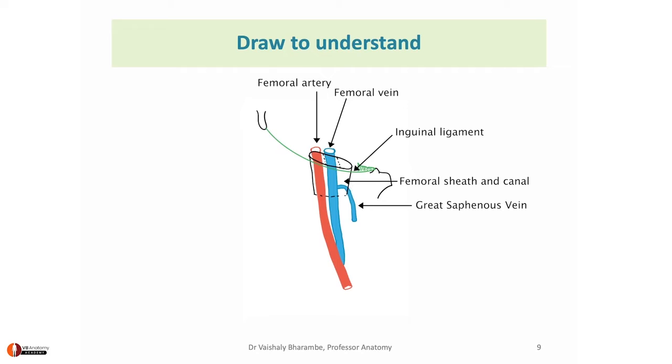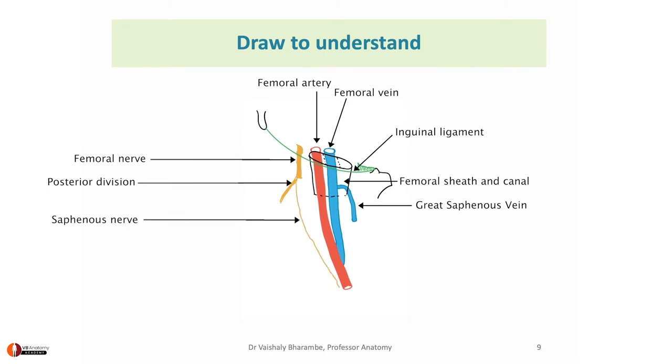Let's now add the femoral nerve. Remember, the femoral nerve enters into this region deep to the inguinal ligament. After entering in, it divides into an anterior division and a posterior division. This is the posterior division, which is going to go and supply the quadriceps and give rise to a nerve that accompanies the femoral artery.